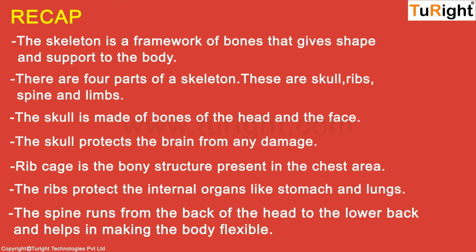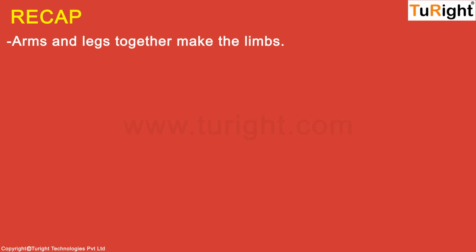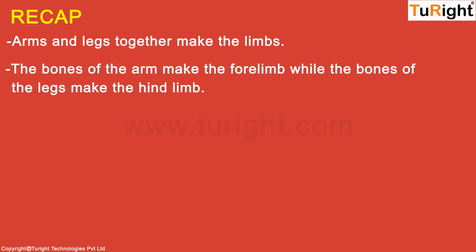The spine runs from the back of the head to the lower back and helps in making the body flexible. Arms and legs together make the limbs. The bones of the arm make the forelimb, while the bones of the legs make the hind limb.